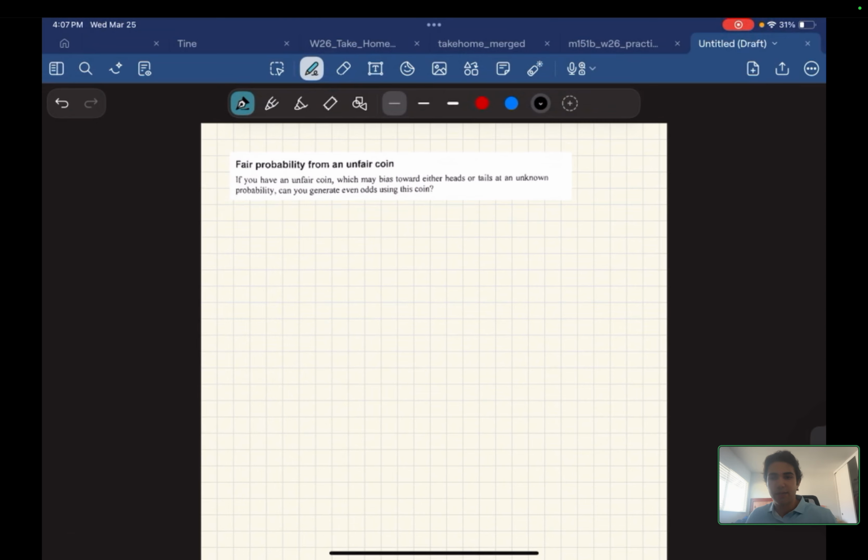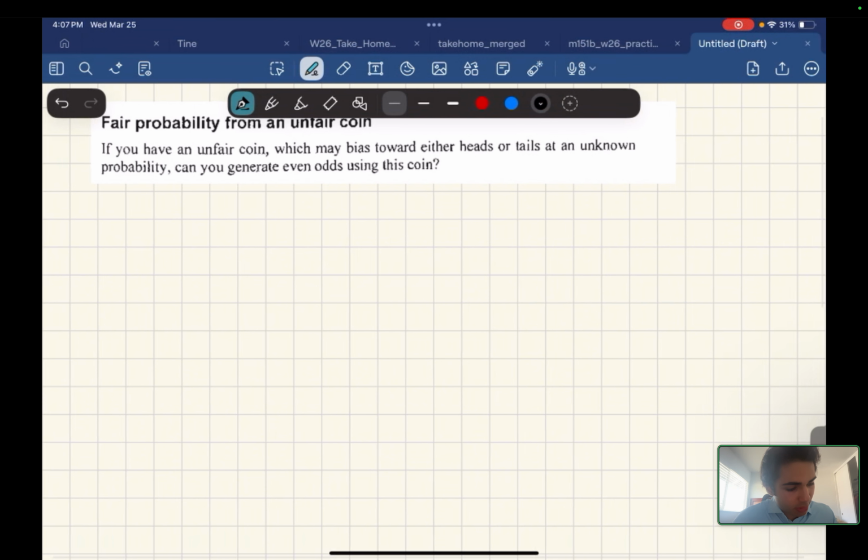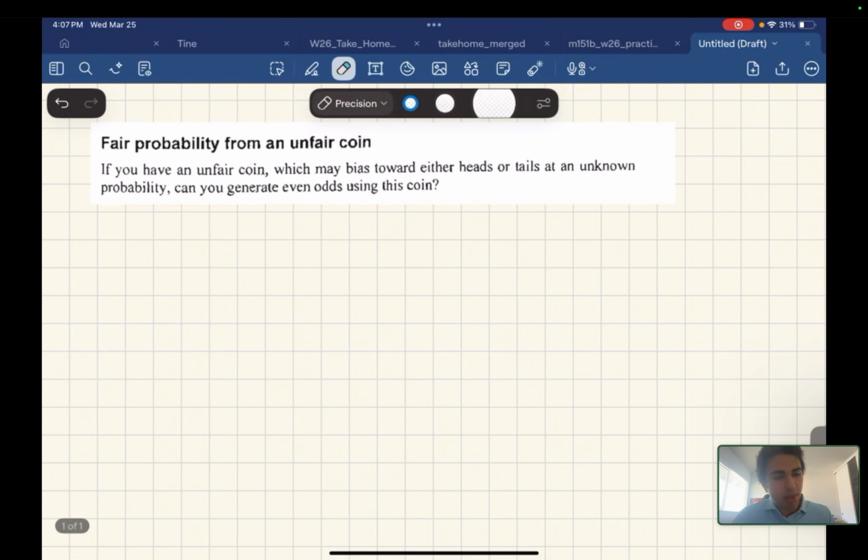So if you had a fair coin, obviously you would say heads I win, tails you win. Same thing. But since this coin is unfair, you can't do that. If you say heads I win or tails you win, and heads is more likely to occur, how is that a fair game? It's not.